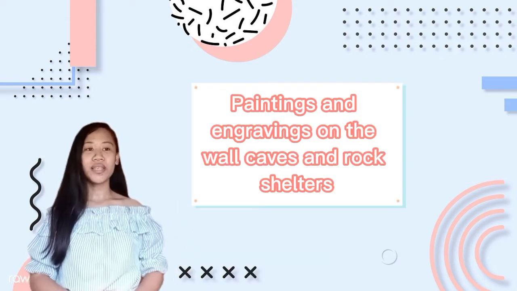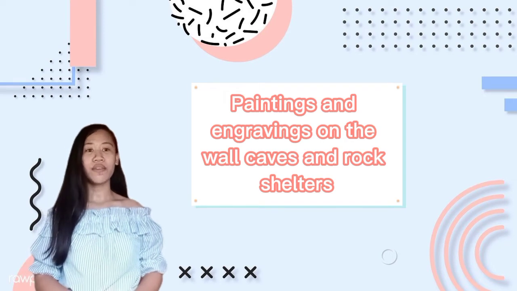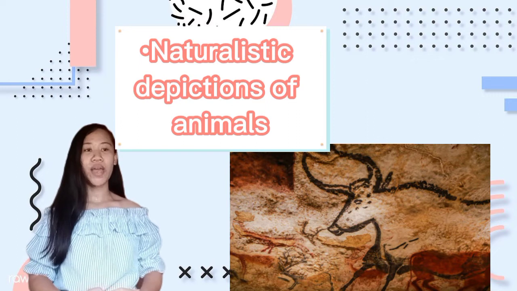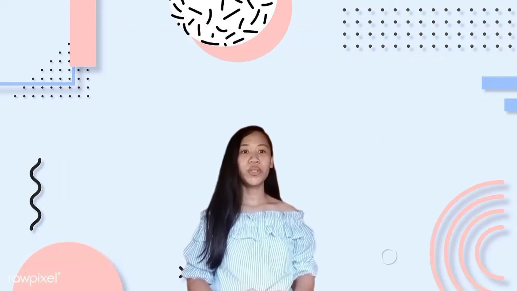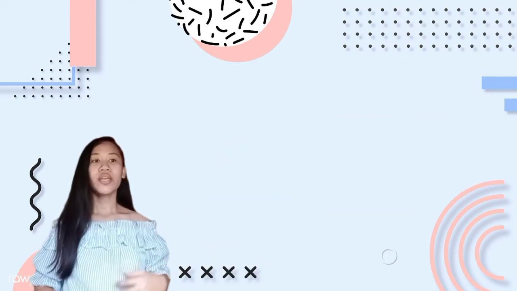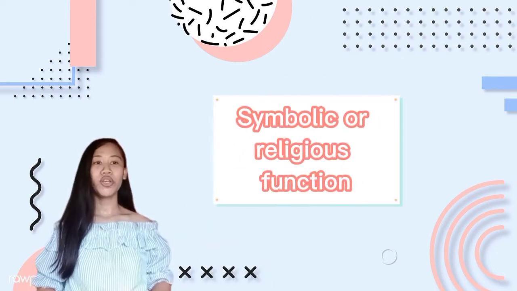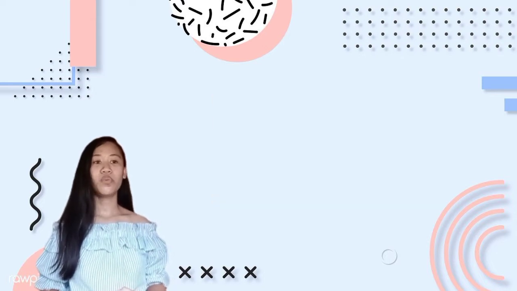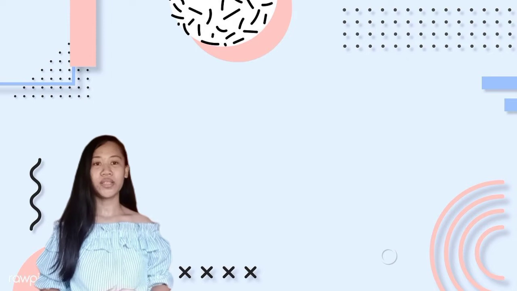These are paintings and engravings on the walls of caves and rock shelters, especially naturalistic depictions of animals, which were found between 40,000 to 14,000 years ago. It is considered to have a symbolic or religious function. Experts say that this was created with shamanic beliefs and practices.